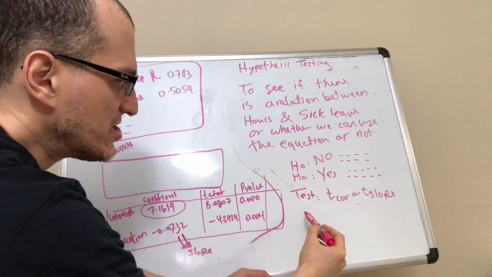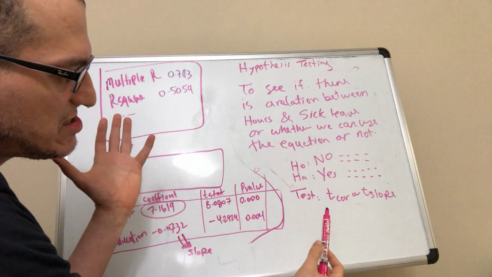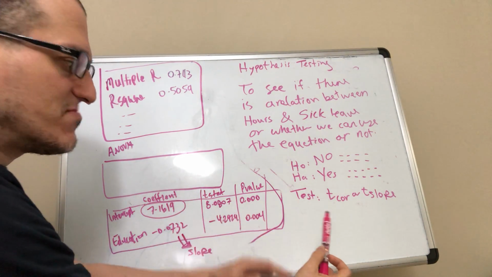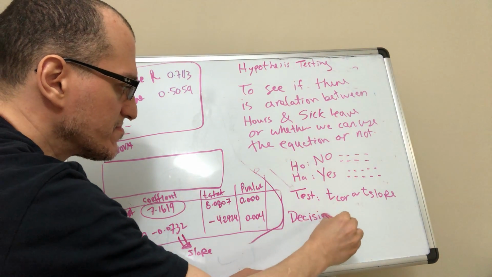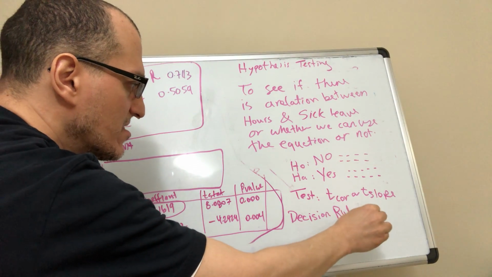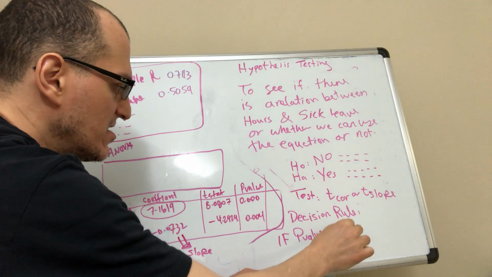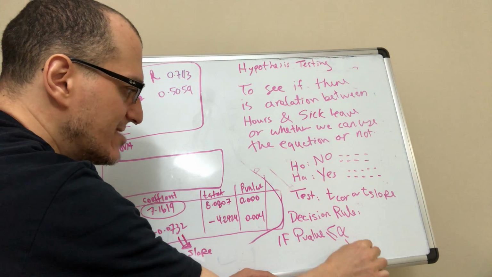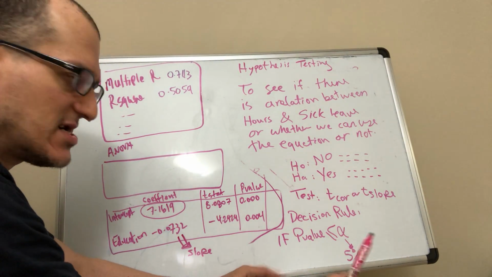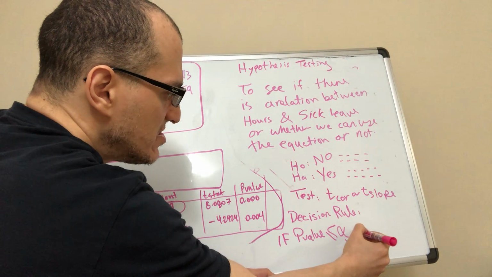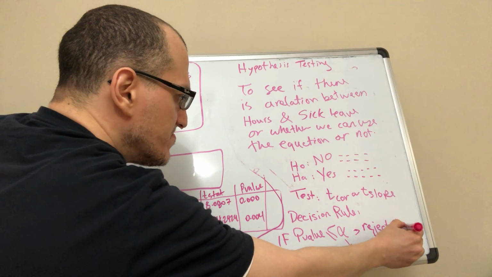Now, we're going to do this the p-value approach. And the p-value approach is pretty much standard for all hypotheses. So under the decision rule, if your p-value is less than or equal to alpha, and we're going to use 5%, that's a standard. You can use 1% or 10%, but the standard is 5%. Then you would reject H0.